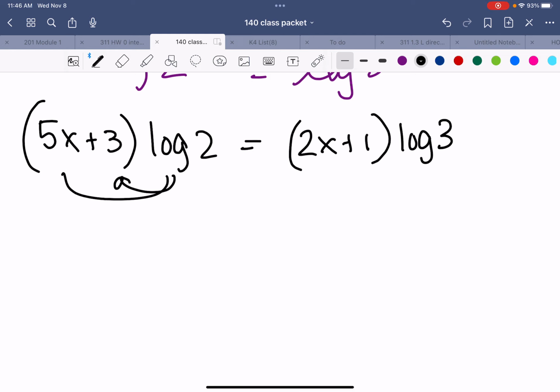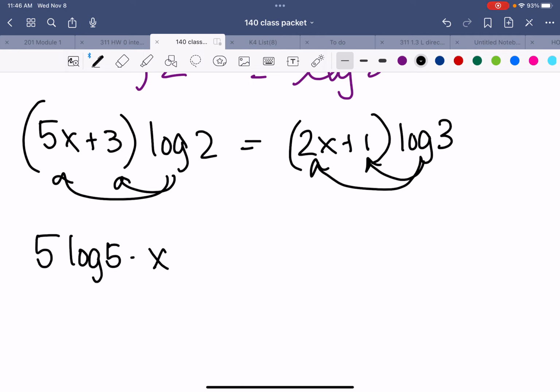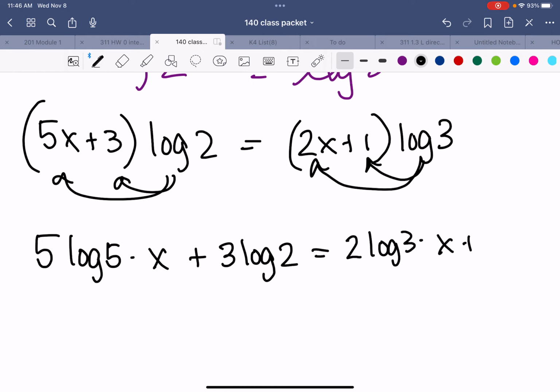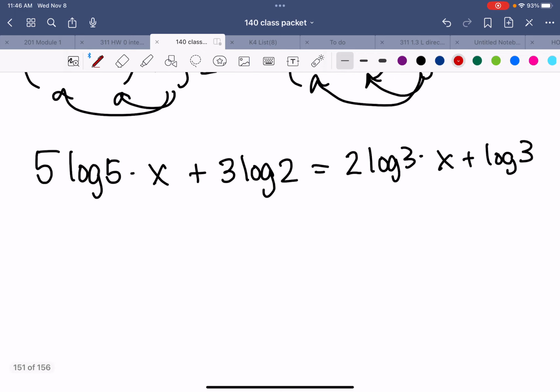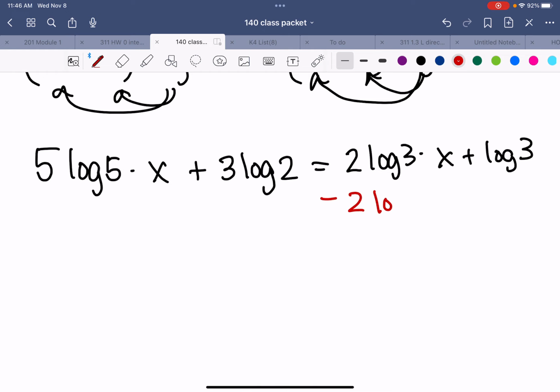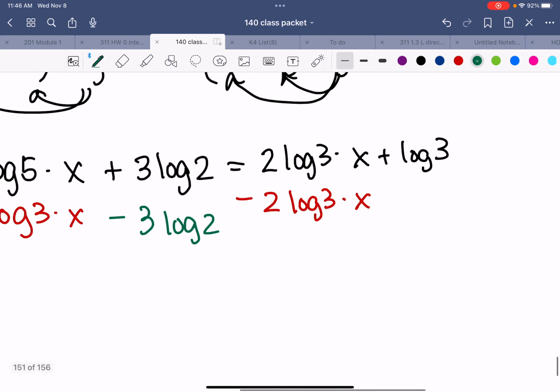Then let's go ahead and distribute. That's going to give us 5 log 2 times x plus 3 log 2. Over on this side, we have 2 log 3 times x plus log 3. Now let's move things around. So I want to put my logs on the left, so I'm going to subtract 2 log 3 times x from both sides. And I'm going to move the things that do not have x's to the right. So I'm going to subtract 3 log 2 from both sides.